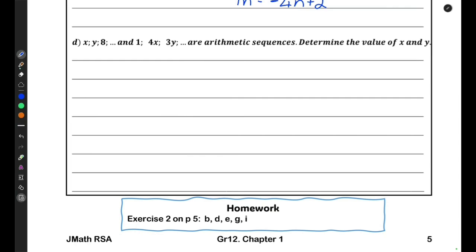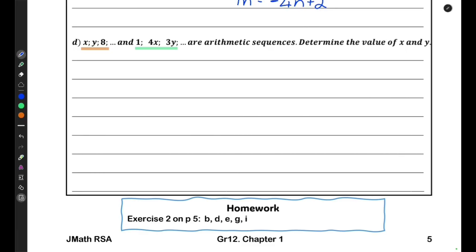Question D. So this is something that you can see in exams if they want to be sneaky with you and try to catch you out. So x, y, and 8. Just going to use colors to make it easier. And this pattern are arithmetic sequences. Determine the value of x and y.